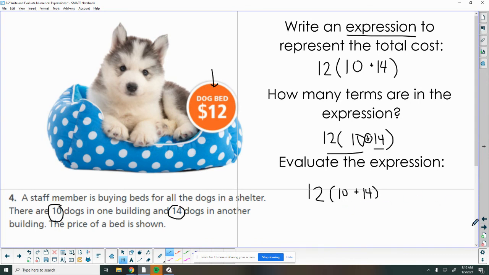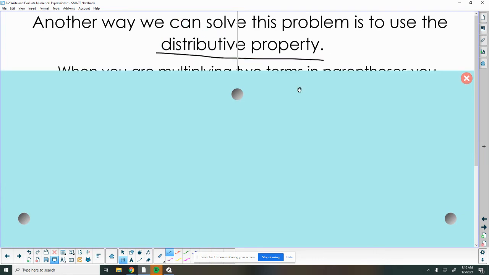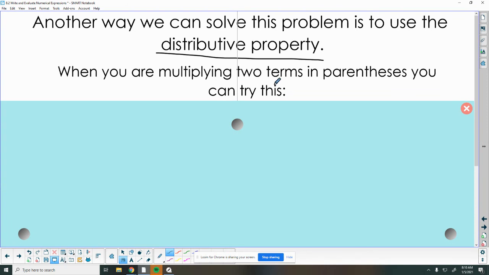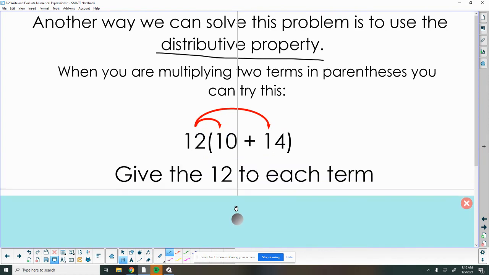Okay, so you should have completed this. Another way we can solve this problem is to use the distributive property. So when we are multiplying two terms in parentheses, you can try this. So here's our problem. Here's my two terms, 10 and 14. And I'm going to multiply the 12. I'm going to give the 12 to each of them. Giving the 12 to the 10, giving the 12 to the 14. Because we could do two separate problems here.